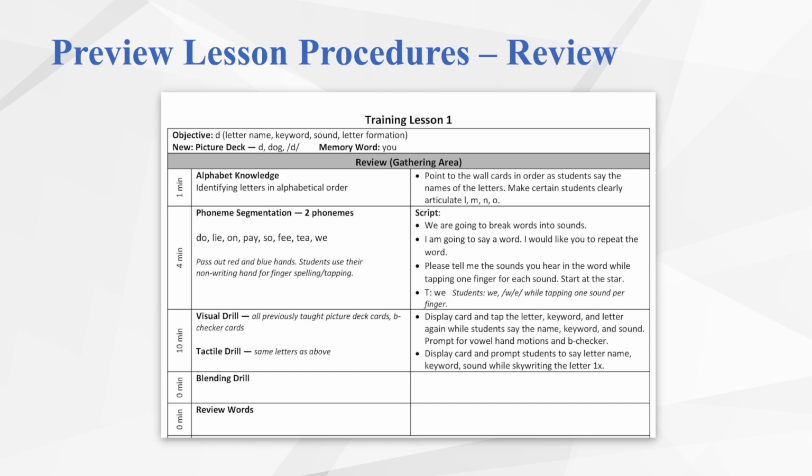The activity after this is phoneme segmentation. This lesson is still early in the year, so we are still using the red and blue hand templates for students. The next activity is a visual drill, which in this lesson is reviewing letter names, keywords, and sounds in isolation. We then shift to a tactile drill, which adds the formation of letters along with review of letter names, keywords, and sounds. As you can see, in this lesson some components are not taught yet, such as blending drill and review words to read. Components are added slowly to support students with automaticity of procedures.